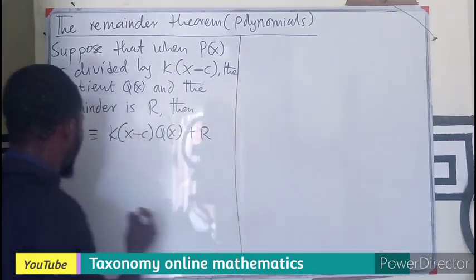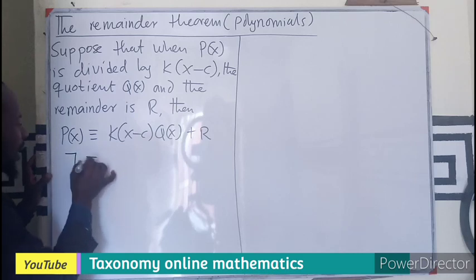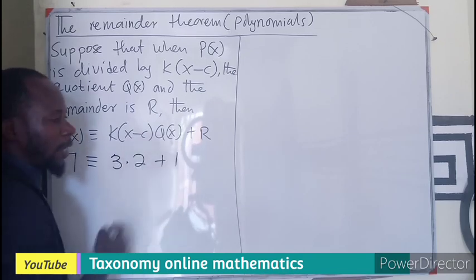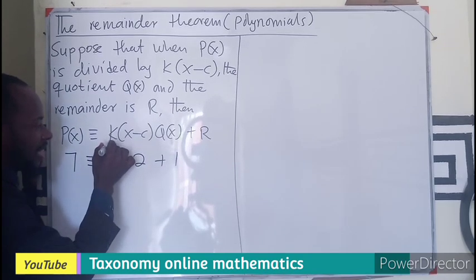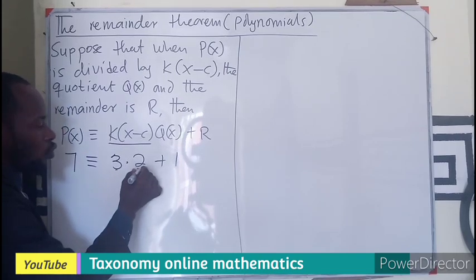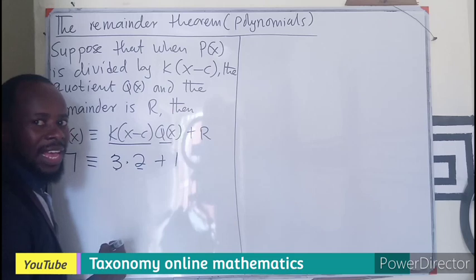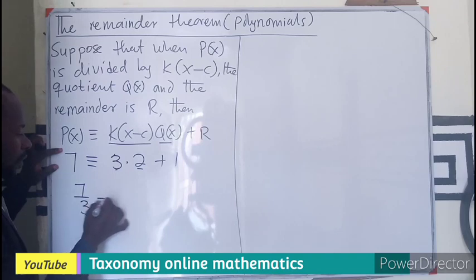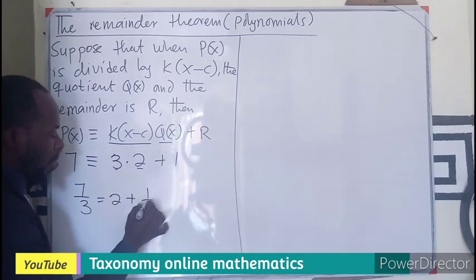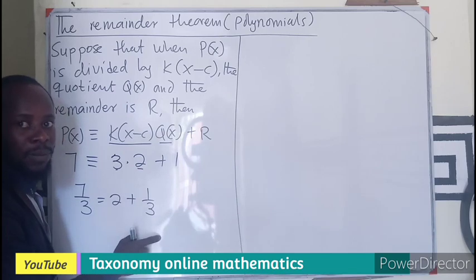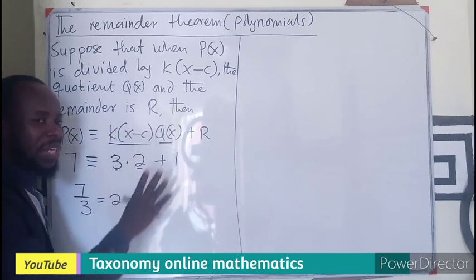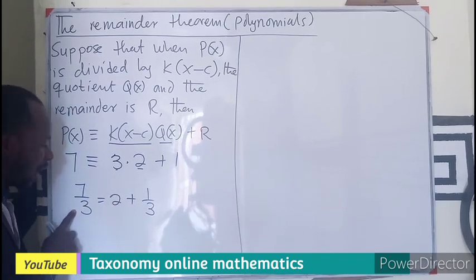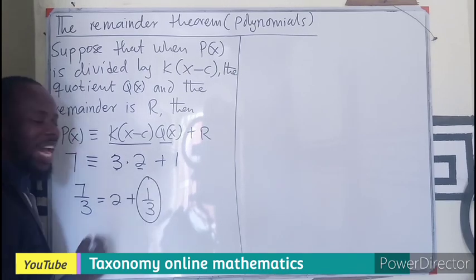In a layman's perspective, if I have 7 equivalent to, let's say, 3 times 2 plus 1, where this 3 is our divisor, this 2 is our quotient and 1 is the remainder. Simply put, the function is going to be 7 divided by 3 equals 2 plus 1 over what? 3. This is the fraction remaining. So if you are doing any division by a polynomial and your denominator is not a factor of the numerator, you are bound to get a remainder.